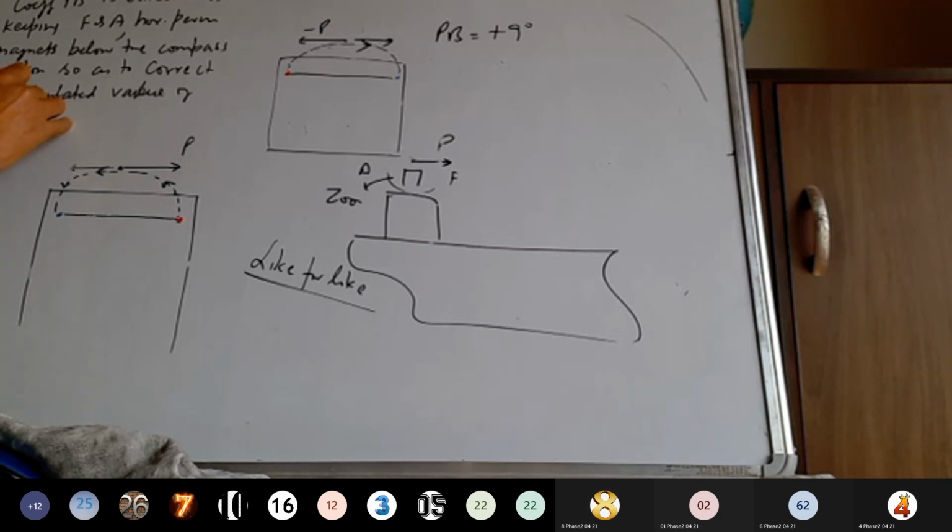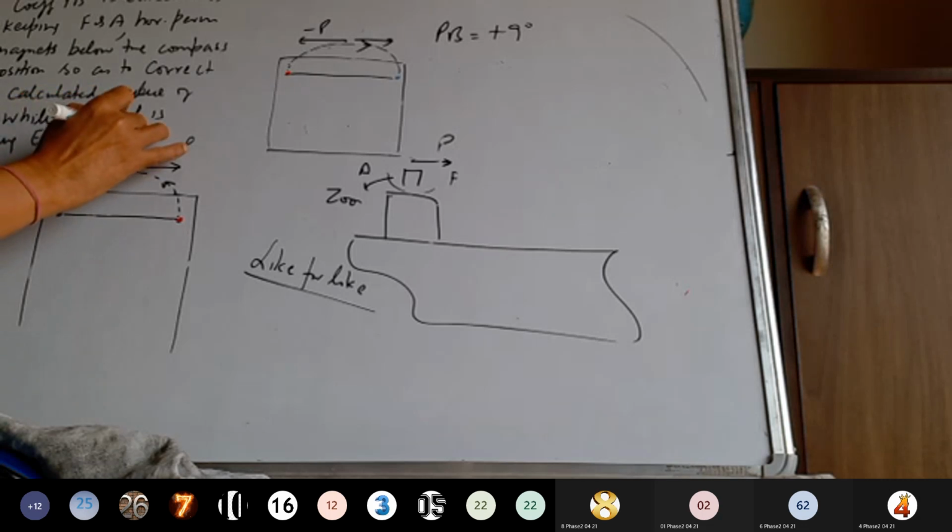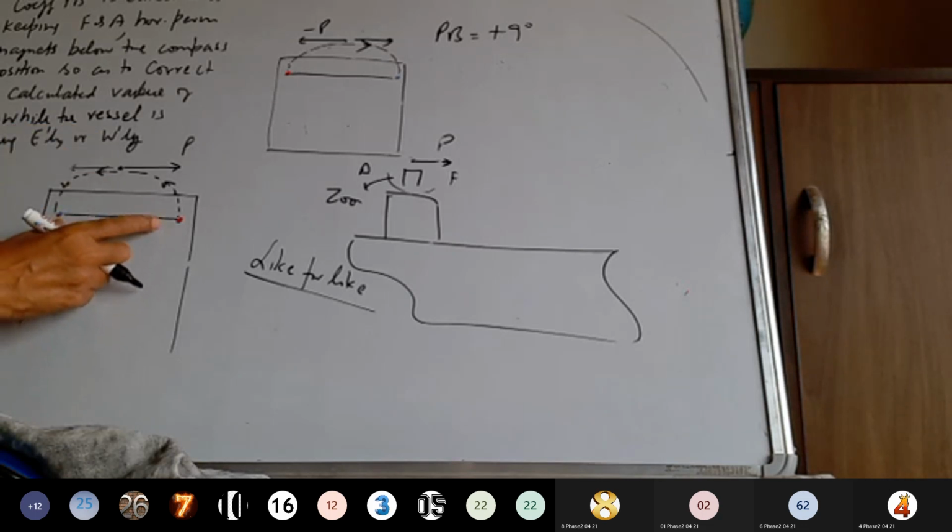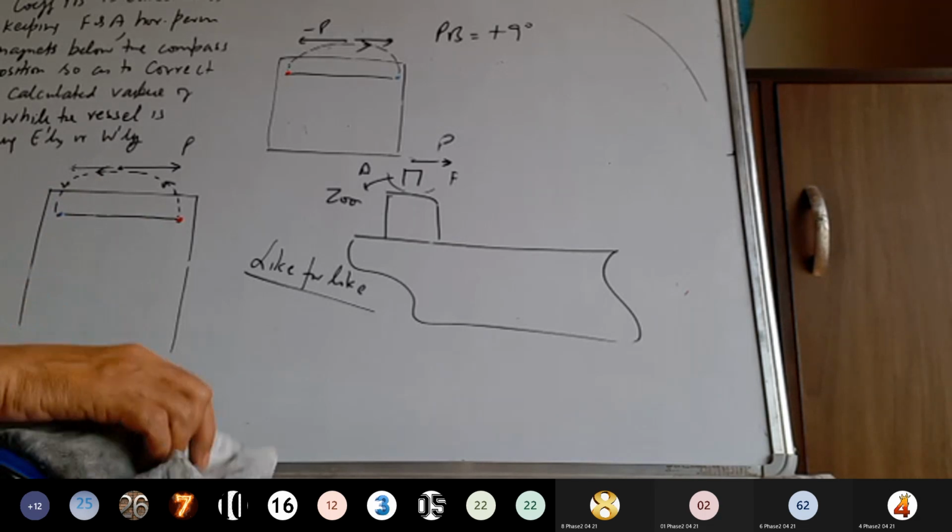So here we will add one more line: while the vessel is heading easterly or westerly. Because you are correcting the coefficient, and coefficient is nothing but the maximum value of deviation. So you have to correct it on a heading on which the maximum deviation will occur. In this case, maximum deviation will occur on which heading? Easterly or westerly. So your vessel should be heading easterly or westerly when you are placing these magnets, when you are carrying out this correction. Understood?